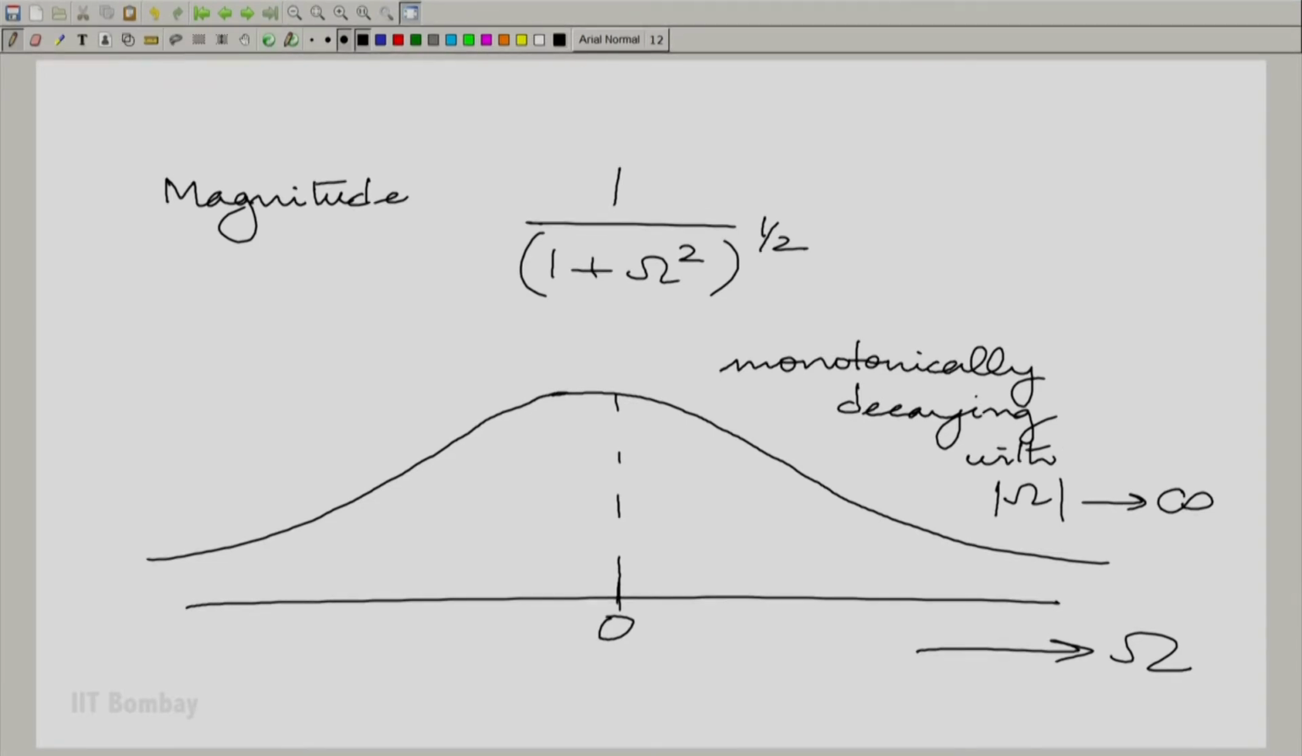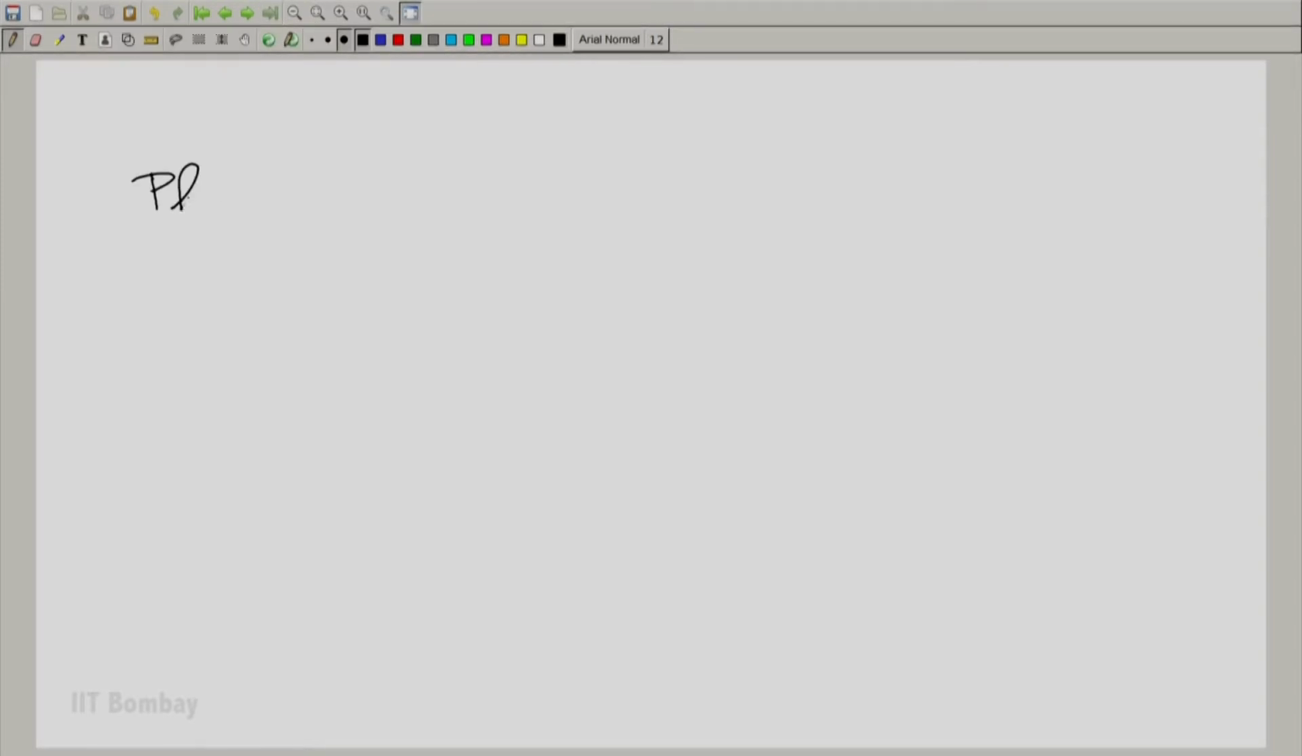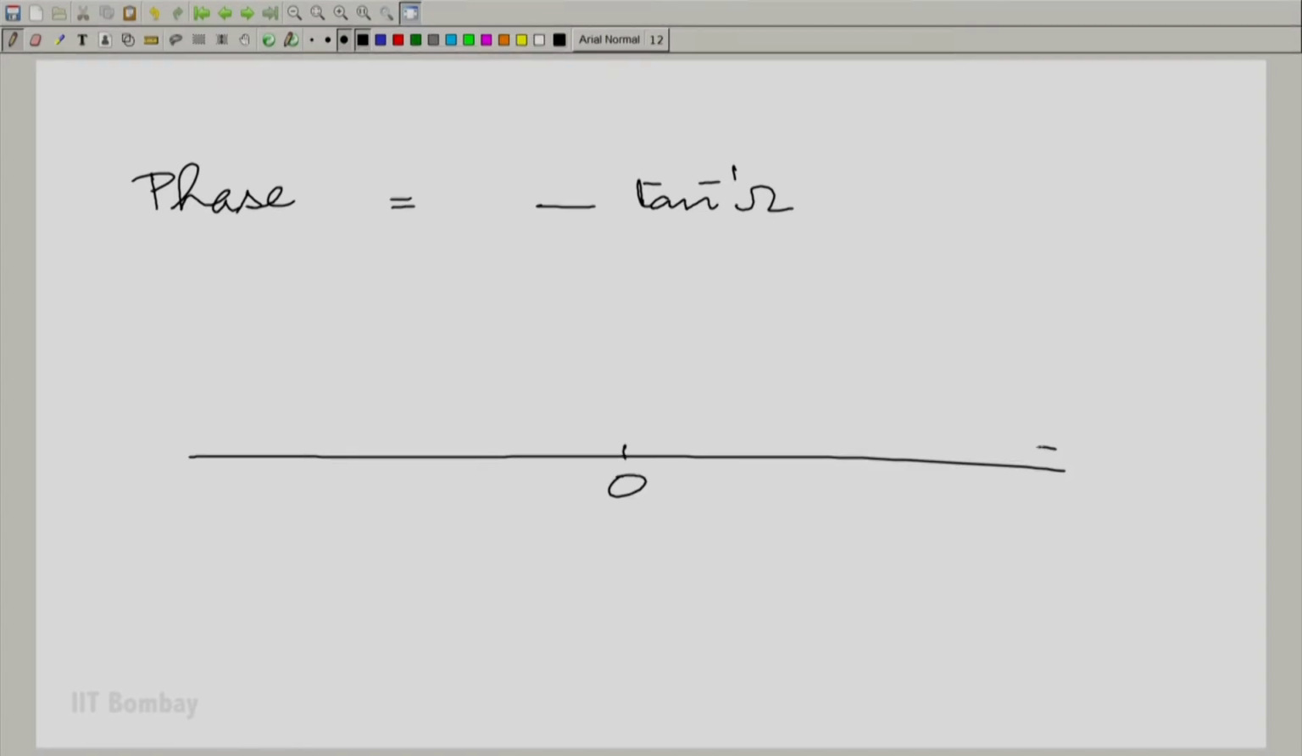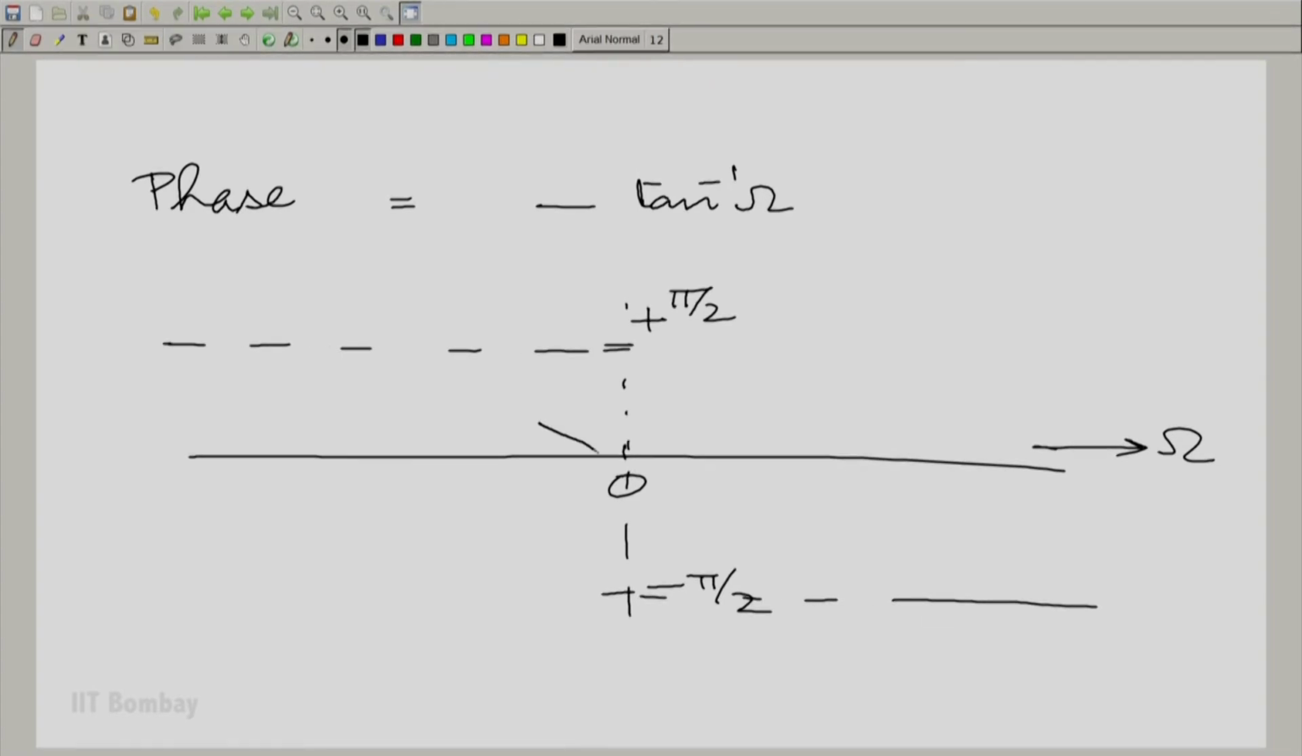Just for completeness, let us also write down the phase, although we do not directly require it here. The phase is minus tan inverse omega. As omega tends to plus infinity, it goes to minus pi by 2, and as omega tends to minus infinity, it goes to plus pi by 2. Essentially, it is a tangent curve.